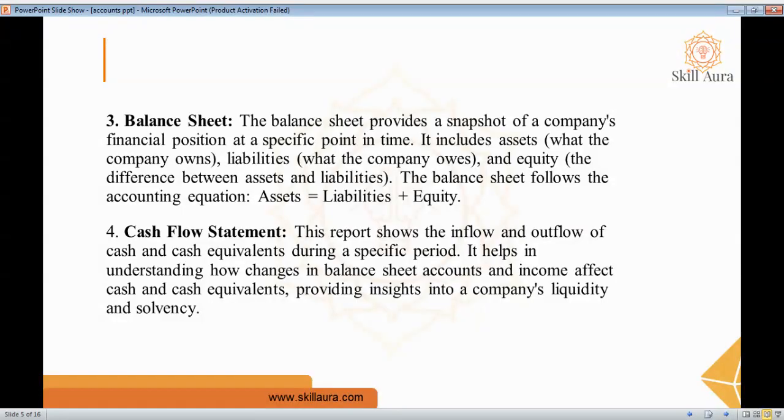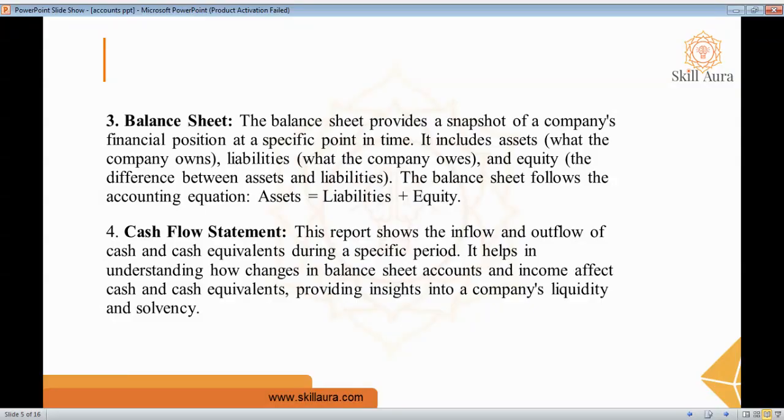It includes assets, what the company owns, liabilities, what the company owes, like credits, and equity, the difference between assets and liabilities. Here, the balance sheet follows the accounting equation that assets equal liabilities plus equity.